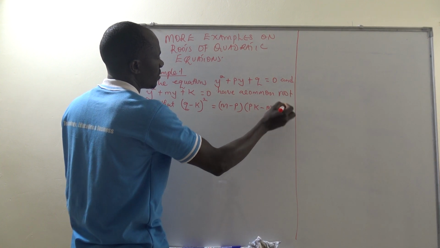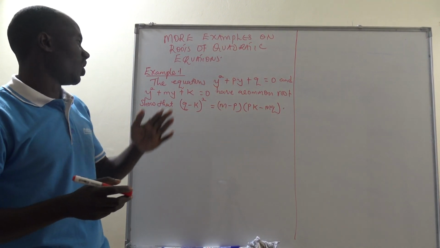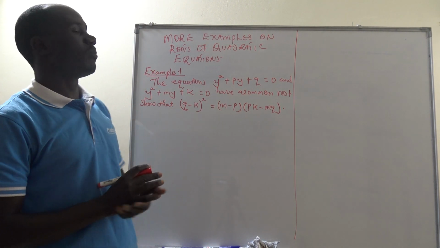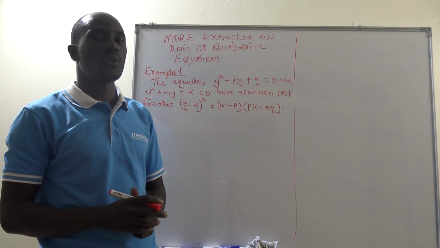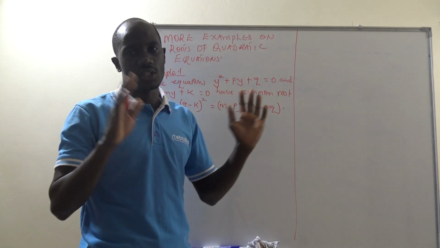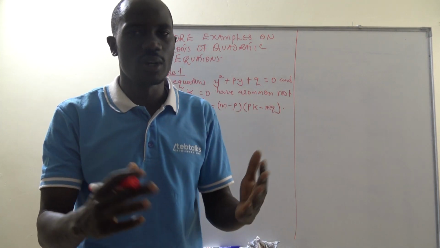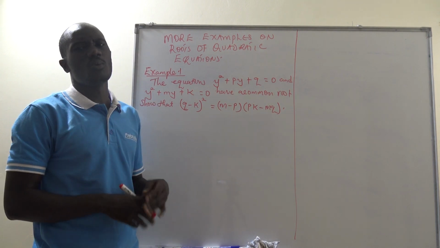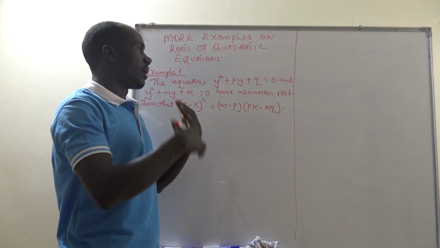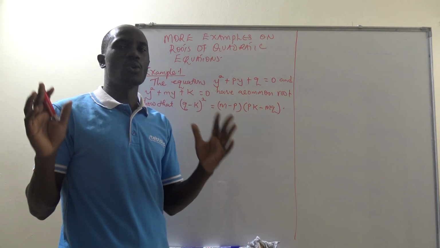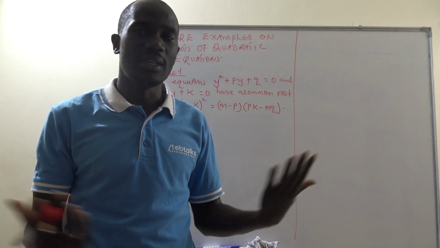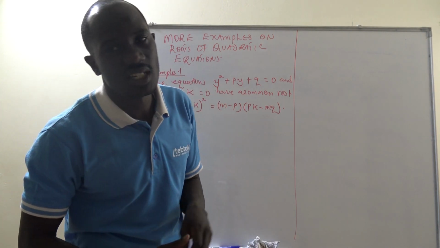minus mq. So the question goes that if the equations y squared plus py plus q equals 0 and y squared plus my plus k equals 0 have got a common root, they want us to show that this expression is equal to that. So what do you do when a question comes to that? Remember, I've been dealing with the roots of the equations as alpha and beta. Now, it is upon you to choose one of those roots, because you can say let the common root be beta, or let the common root be alpha. It will depend on what you want.